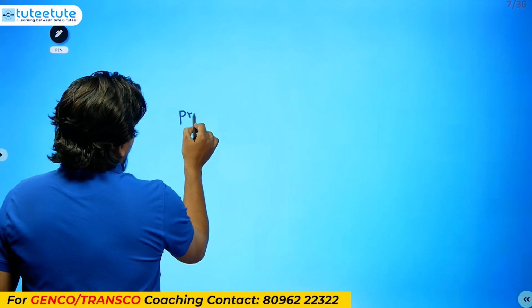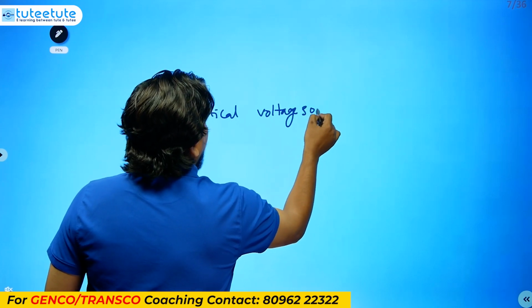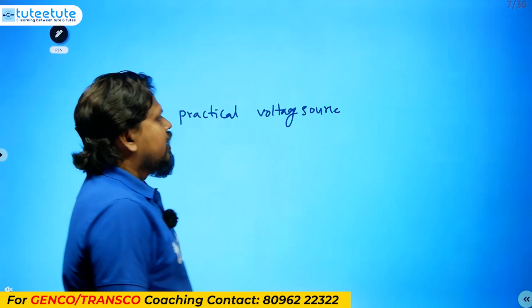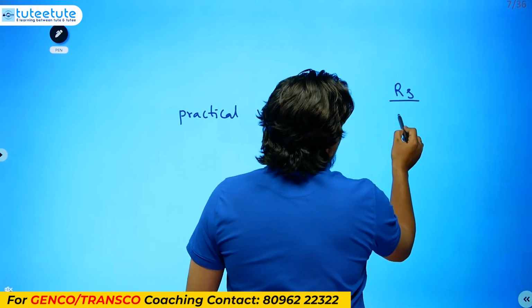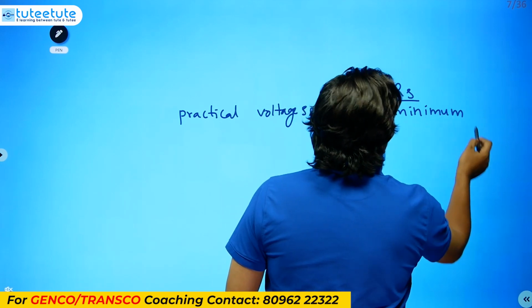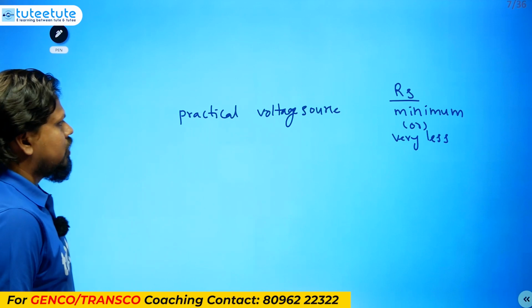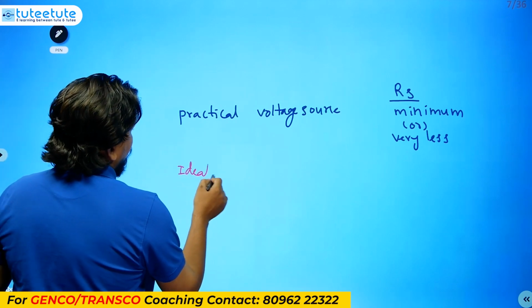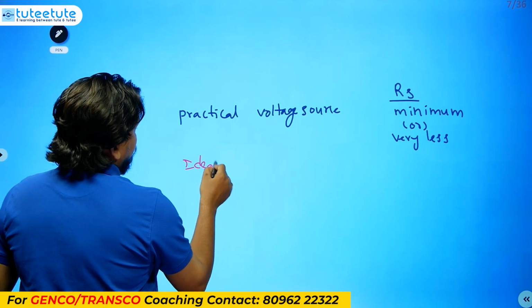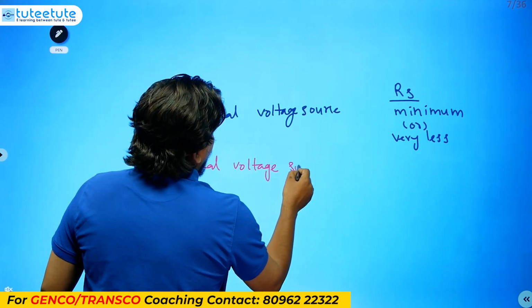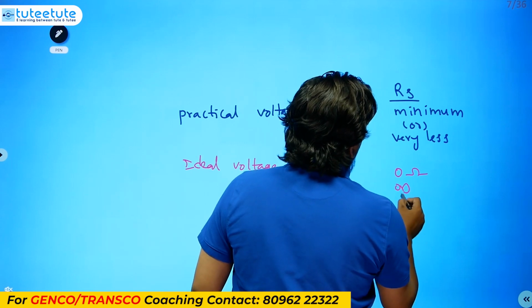For a practical voltage source, the internal resistance Rs will be minimum, a very low value. For an ideal voltage source, the internal resistance value will be 0 ohms, or short circuit.